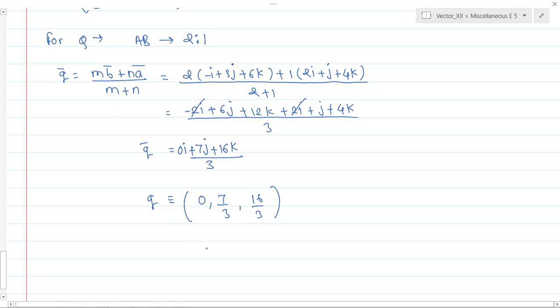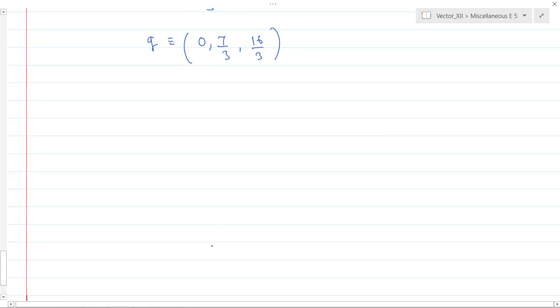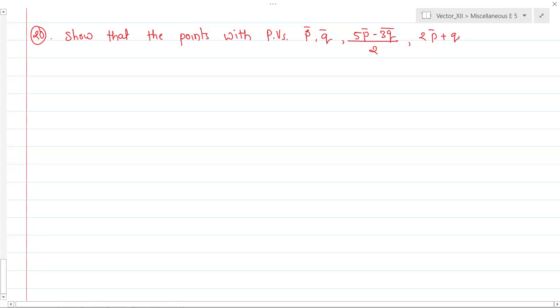Next question. Question number 20. So let me have a new page here. Okay. Perfect. So question number 20 says like this. Show that the points with the position vectors p bar, q bar, (5p bar minus 3q bar) by 2 and (2p bar plus q bar) by 3 are collinear.